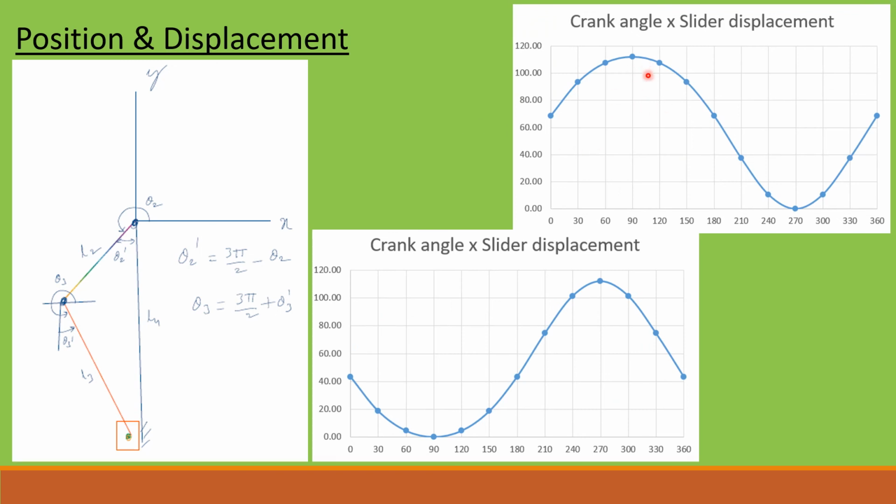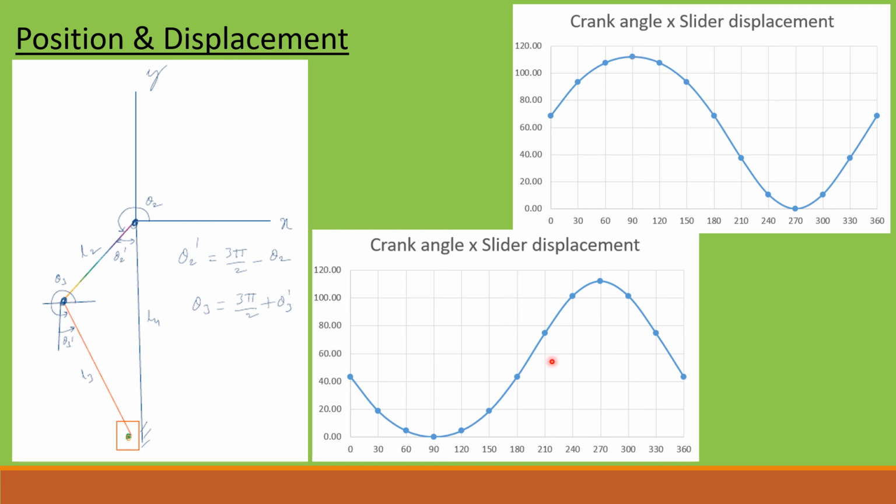In this graph we have plotted crank angle along x-axis 0 to 360. On the vertical axis we have plotted slider displacement. In this graph we have considered at 270 degrees, that is the bottommost position, as 0. So at bottommost position, that is 270 degrees, the displacement is 0. At 90 degrees it is a maximum.